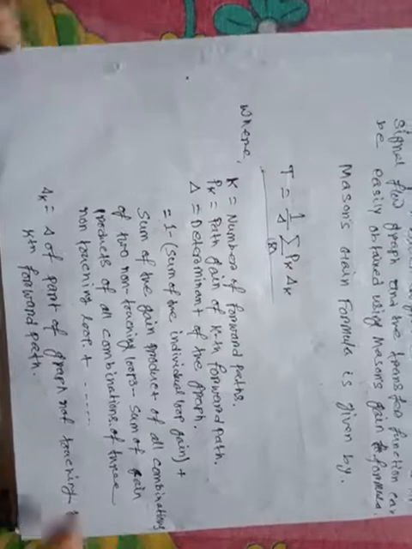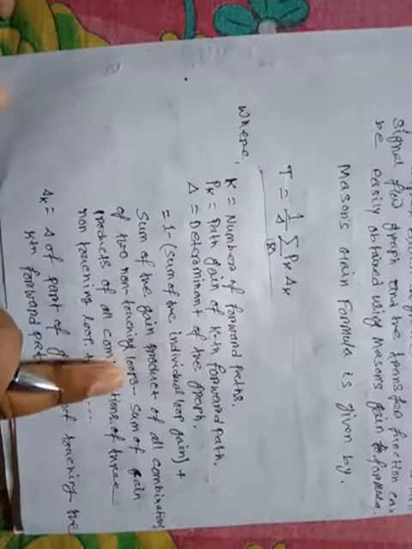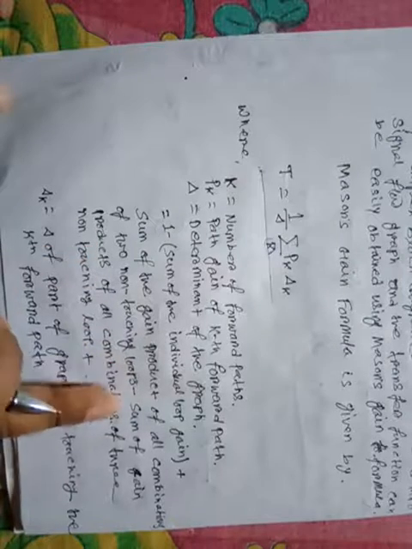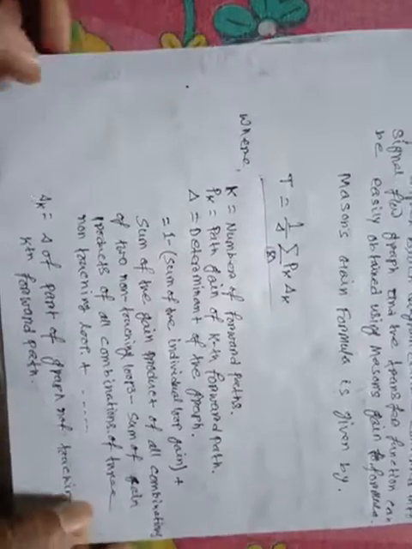Then the sum of the gain products of all combinations of two non-touching loops, and the sum of the gain products of all combinations of three non-touching loops. So this is the Mason-Gain formula to find out the transfer function of a signal flow graph. We take an example for clarity.